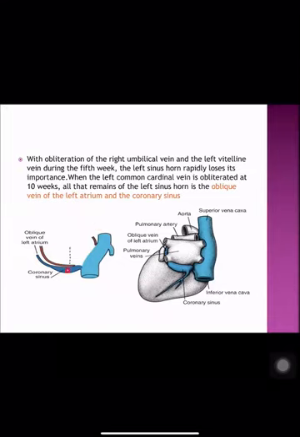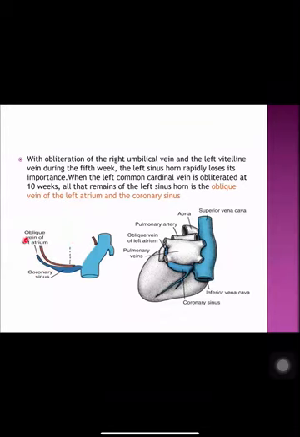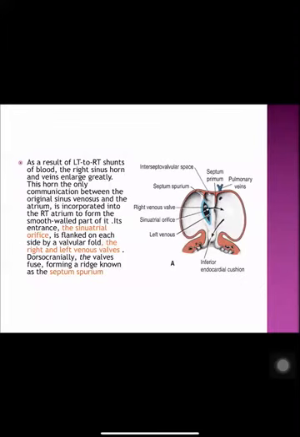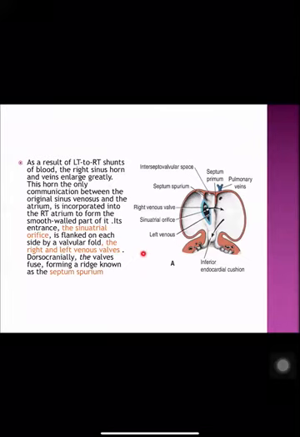Now, all that remains of the left sinus horn will be the oblique vein of the left atrium and the coronary sinus. And this will be the site of the venous drainage of the developed heart. Now, at the same time, due to the shunt from the left to the right side, there will be enlargement of the right sinus horn.